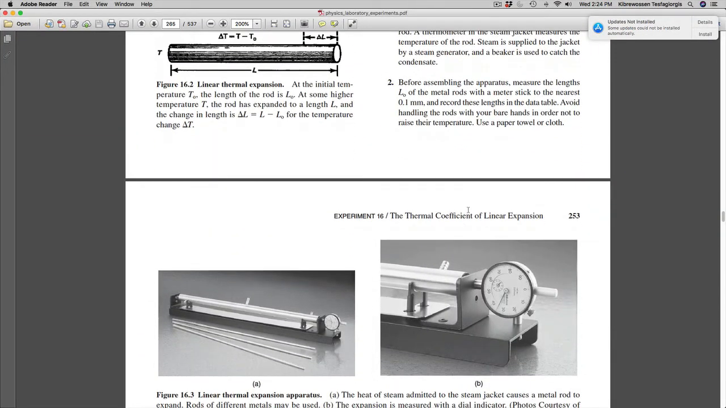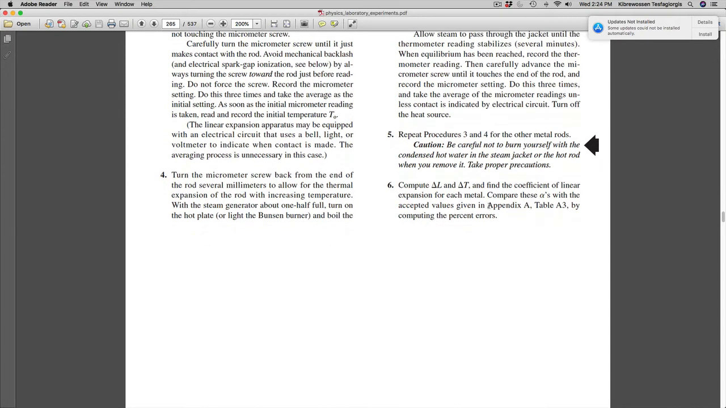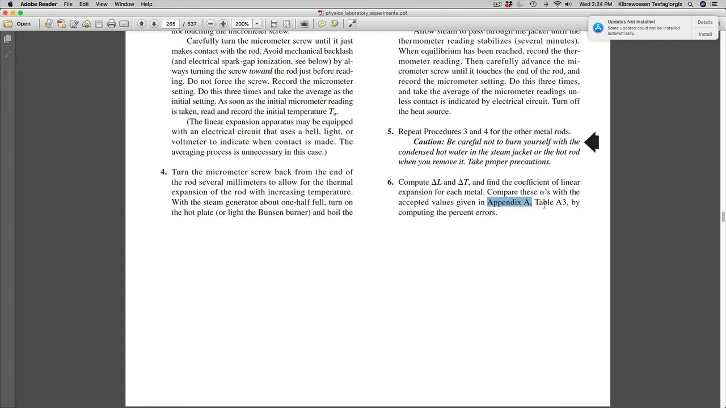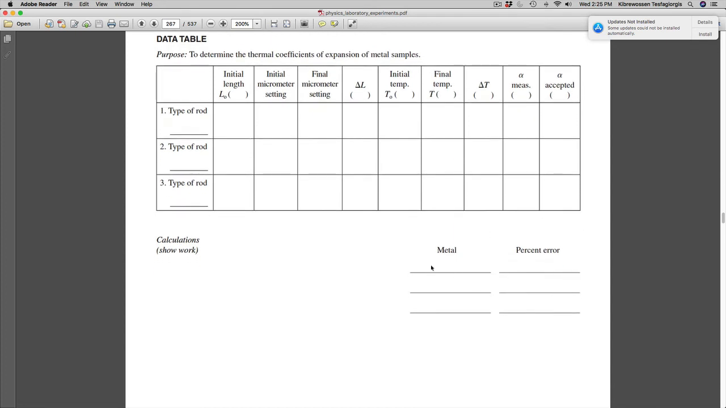Normally you may ask, where am I going to get the alpha value? The theoretical value is located in Appendix A, Table A3. Then you will find the percent difference for the given three metals. The given three metals are given in the table. That's pretty much it. It's very easy and straightforward.